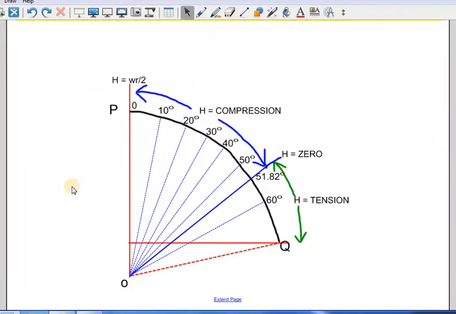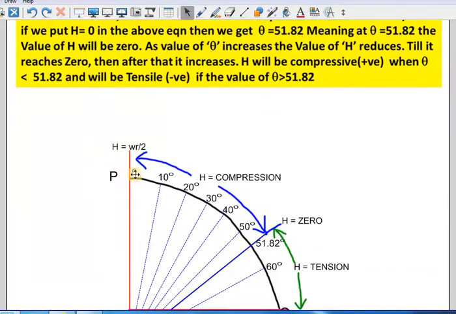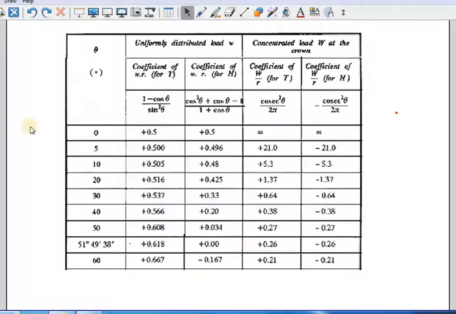Whenever we design a dome, we find out T and H for all values of theta. We start with 0, 10, 20, 30, 40, 50, 60 like that, up to the maximum value of theta, and we find which is the maximum value. That one we take, and for that we find the area of T. That is how we do it. Some books have taken 5 degree steps also, which is not required. You can start with 0, 10, 20, 30, 50 like that till the maximum value of theta.